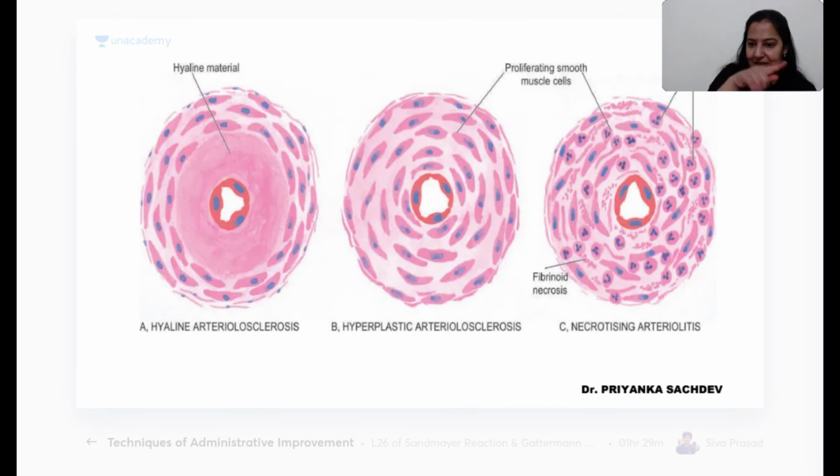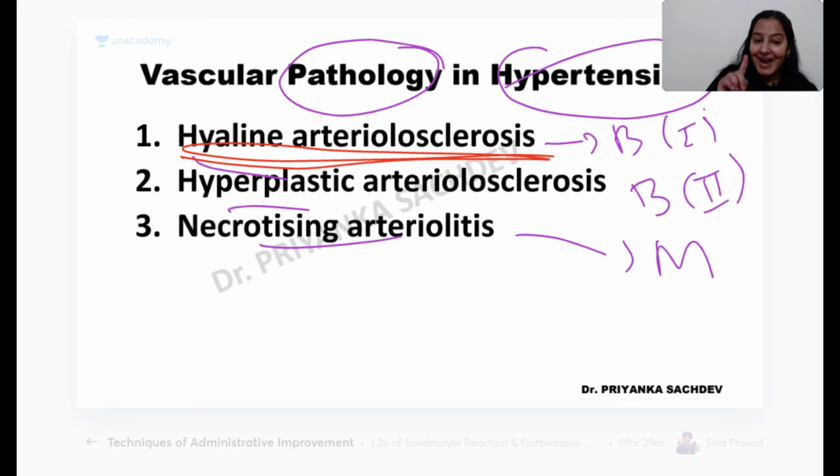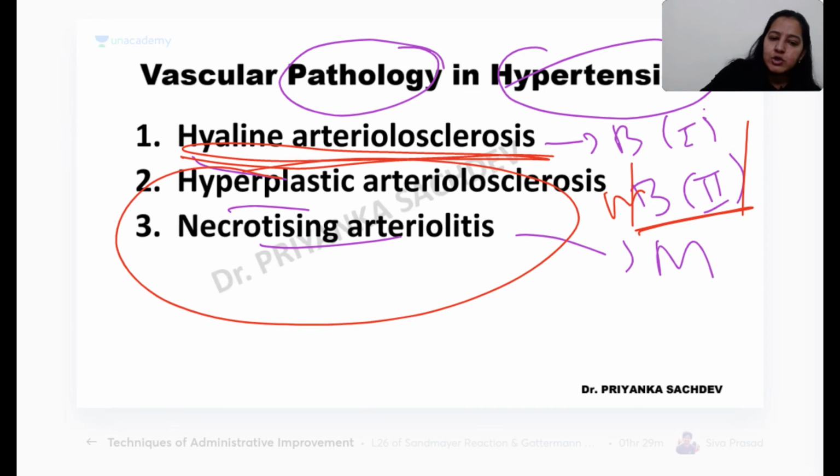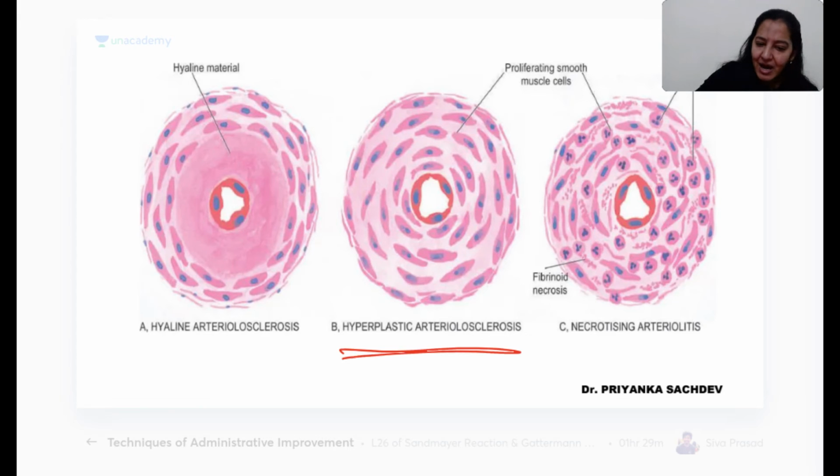I will show you the diagram of all three. This is the diagram of all three. So hyaline arteriosclerosis I will see. I will explain the diagram. If a person has benign hypertension stage 2 or malignant also, it will be in both. The last two are for malignant. If a person with malignant hypertension is dead and I am doing the autopsy, I will cut the blood vessel and see it in the microscope. I can see hyperplastic arteriosclerosis or necrotizing arteriolitis.